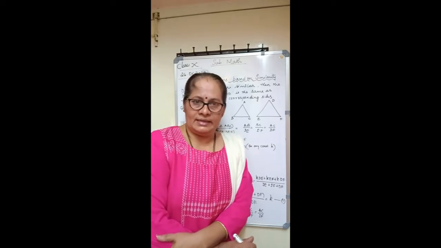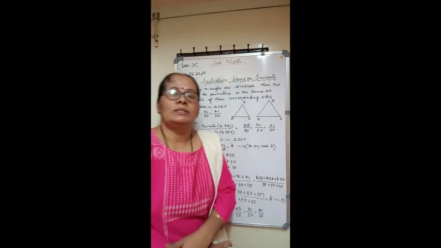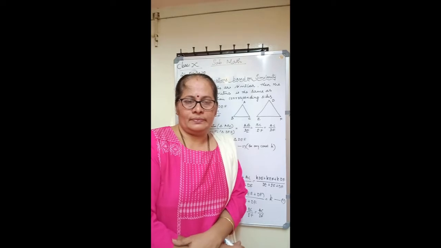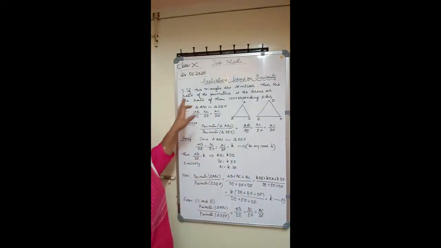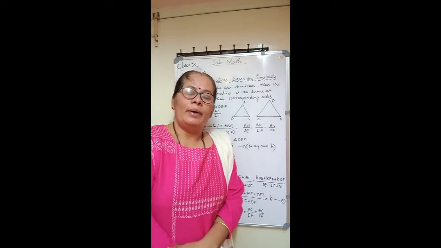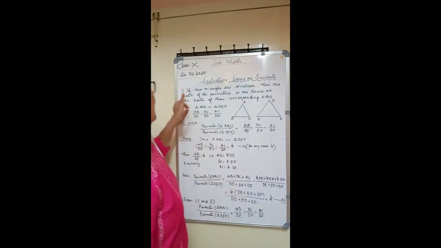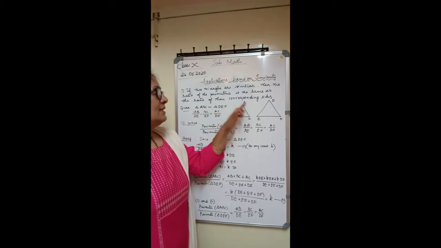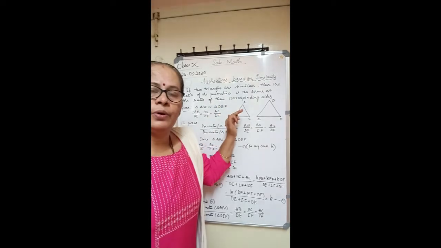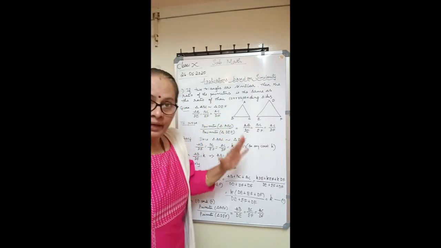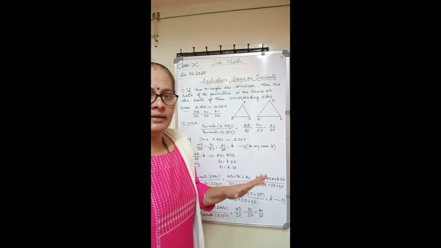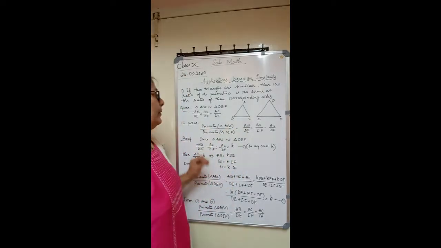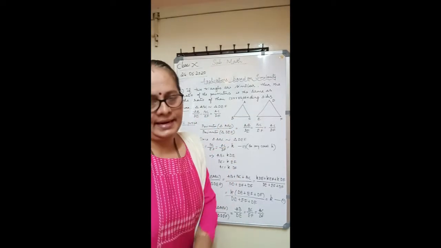Today we are going to discuss applications based on similarity. Using the similarity criterions, what we can calculate. Now first one is finding the ratio of the perimeters. That is, if the two triangles are similar, then the ratio of the perimeters is the same as the ratio of their corresponding sides. When two triangles are similar, then the ratio of the perimeters is equal to the ratio of their corresponding sides.